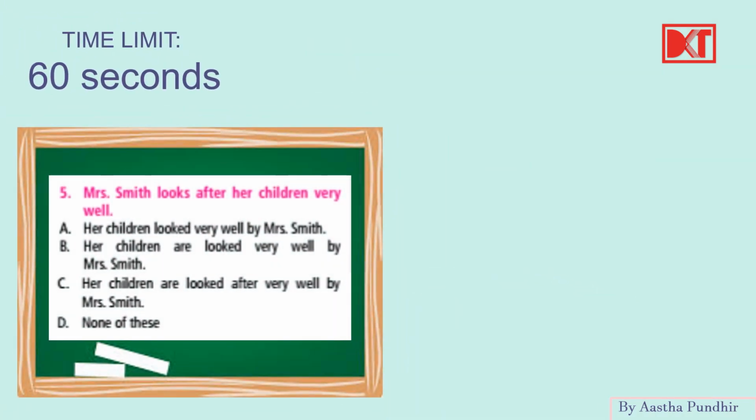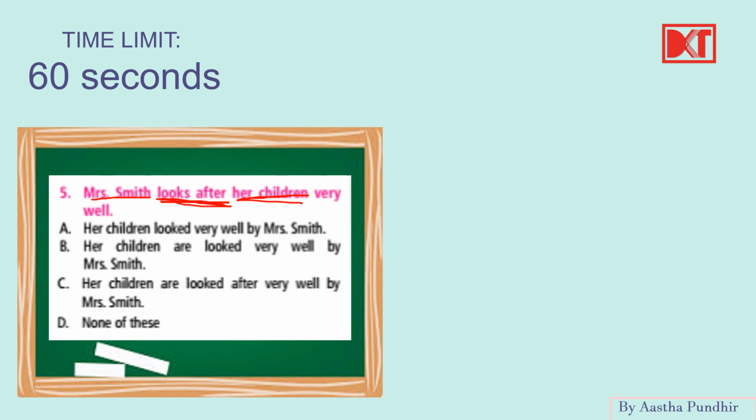Okay, next up we have: Mrs. Smith looks after her children very well. Okay, so let's try changing this on our own. Mrs. Smith is the subject. Looks after is the verb. Her children, the object. Okay, so what do we have to do? We have to change the subject into the object and the object into the subject.